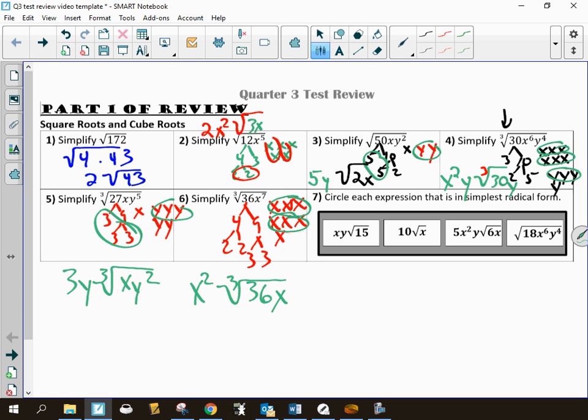All right, for each one of these, circle each expression that is in simplest radical form. So what they're asking us is, is there anything in the radical that can be simplified? No, so that's in simplest radical form. No pairs of x's. Here, 3 and 2, and x, nothing I can circle there, so that's in simplest form. This one is 2 and 9 and 3 and 3, and then in the x's, there's a whole bunch of matches, so that has not been simplified fully, so that one is wrong.